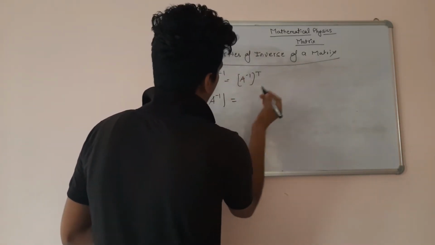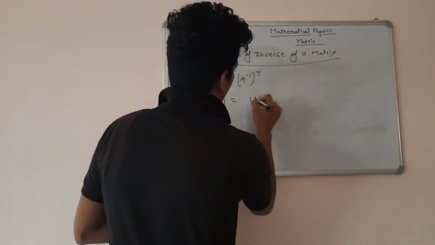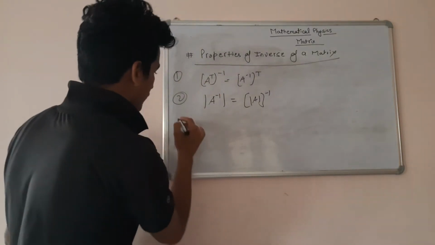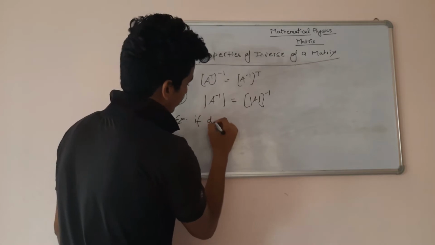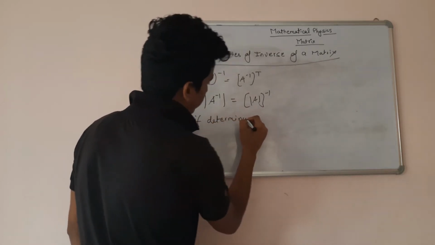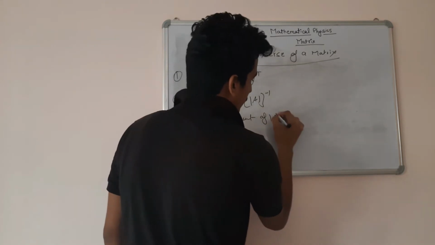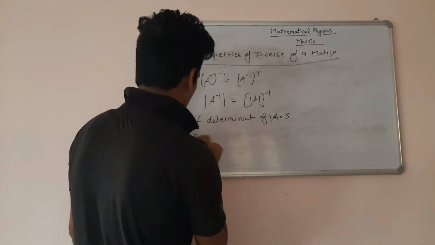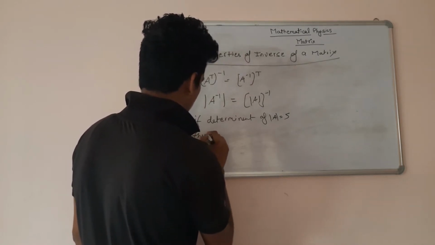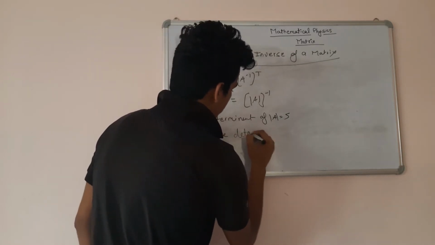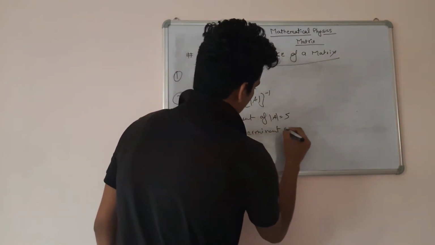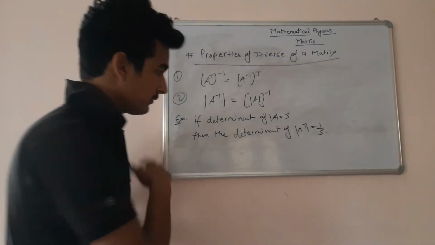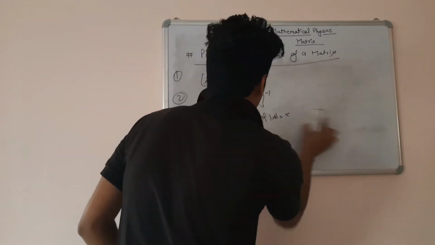Now the second property is that the determinant of A inverse is equal to the inverse of the determinant of A. This is a basic property. Let me give you an example of that. If the determinant of A is 5, you can guess now, then the determinant of A inverse is 1 upon 5. So this is also one basic property of the inverse of a matrix.